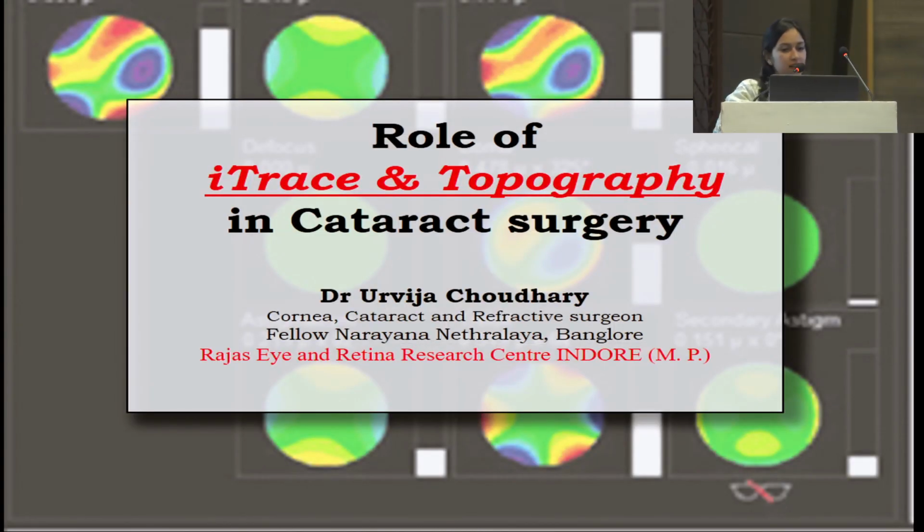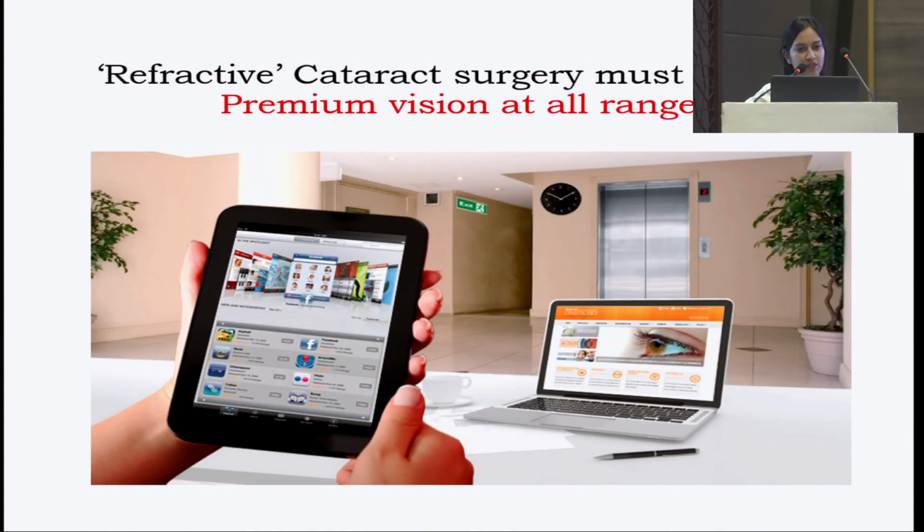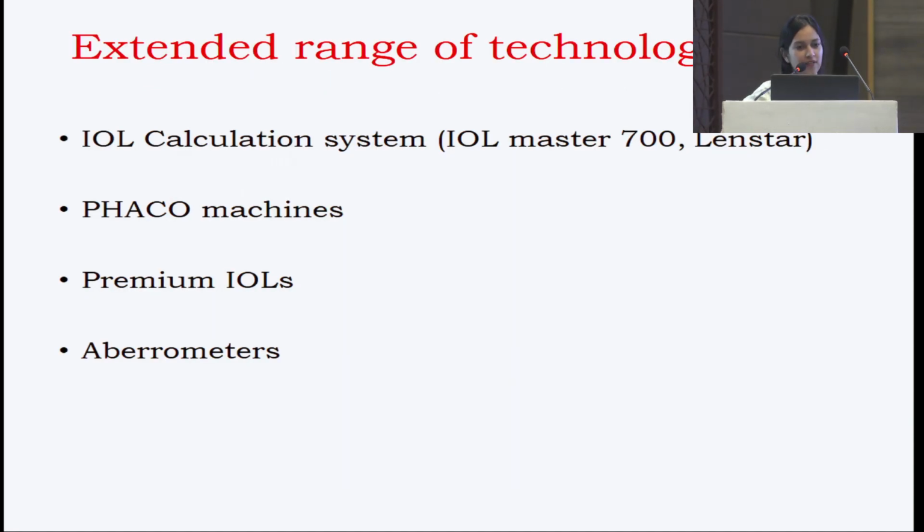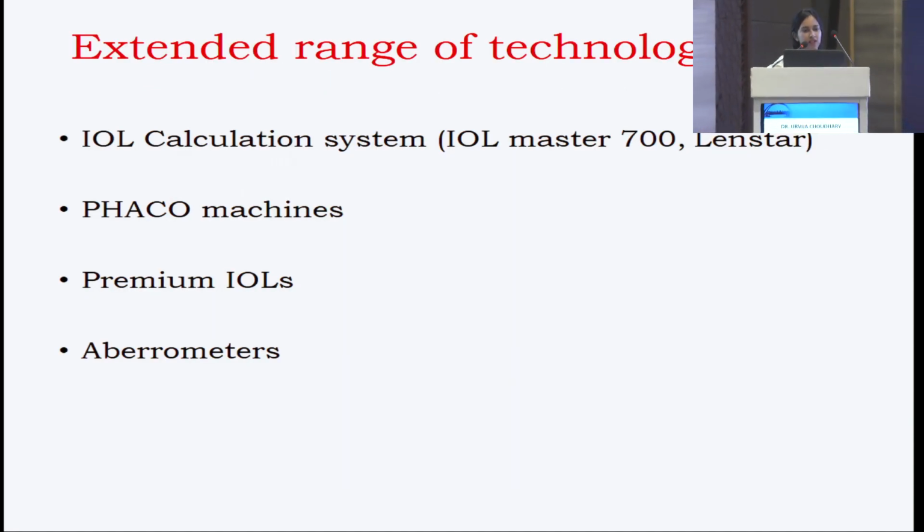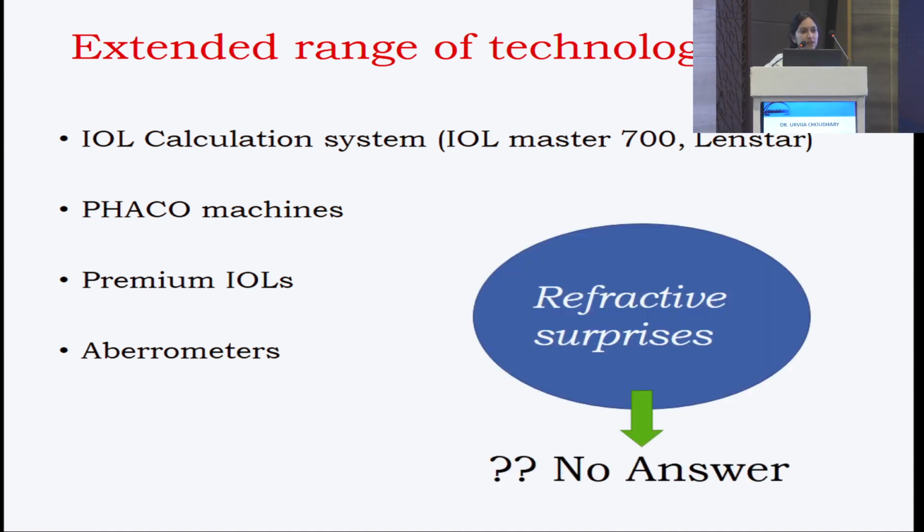I would like to discuss something upon aberrometry and topography and its role in cataract surgery. We know cataract surgery nowadays is a refractive surgery and the patient needs premium vision at all ranges. We have extended range technologies, good IOL calculator systems, IOLMaster 700, Lenstar, as sir was talking about, high-end phaco machines, premium IOLs. But even with all of this, sometimes we face refractive surprises in a lot of cases.